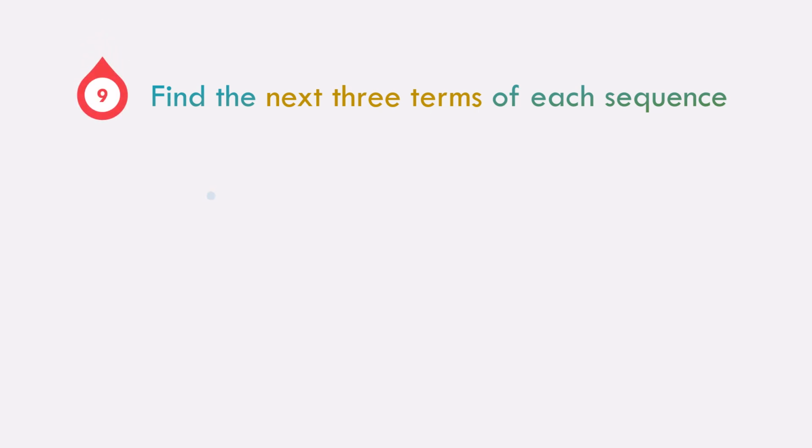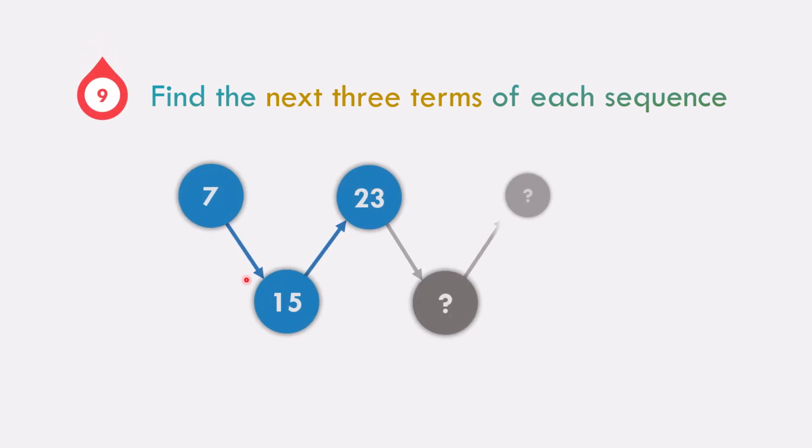How about number 9? Let us find the next three terms of the given 7, 15, 23. So from here up to here, we need to add 8. So 7 plus 8 is 15. From here up to here, we need to add 8. So for the next three terms, we need to add 8. So 23 plus 8 is equal to 31. Plus 8 is 39. Plus 8, the answer is equal to 47. So the next three terms of the sequence are 31, 39, and 47.